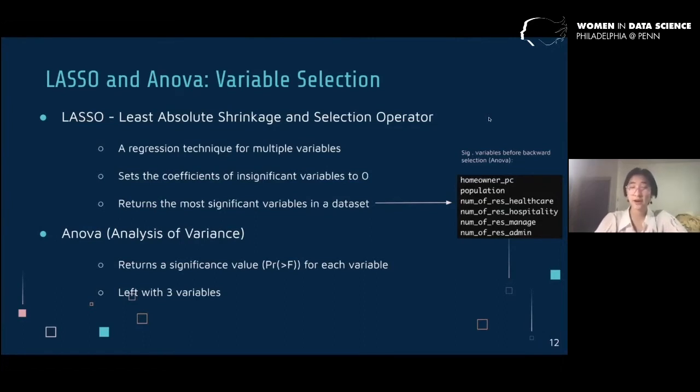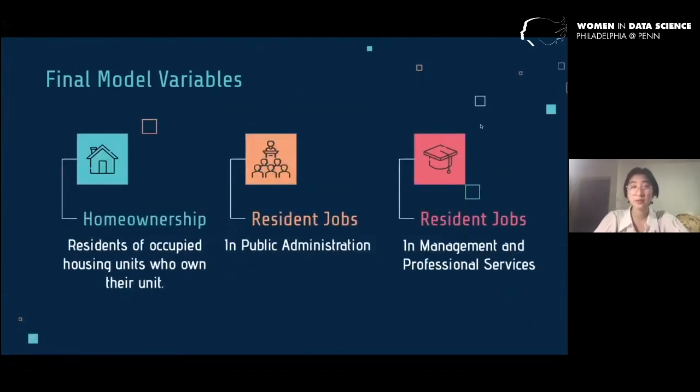Next, we use the ANOVA function, or analysis of variance. The ANOVA function takes in a linear regression model and returns a significance value for each variable. We then removed any variables whose significance did not pass a certain threshold, which left us with 3 of the most significant variables out of our predictors. The 3 variables that we were left with after this process were homeownership, or residents of occupied housing units who owned their own unit, resident jobs in public administration, and resident jobs in management and professional services.